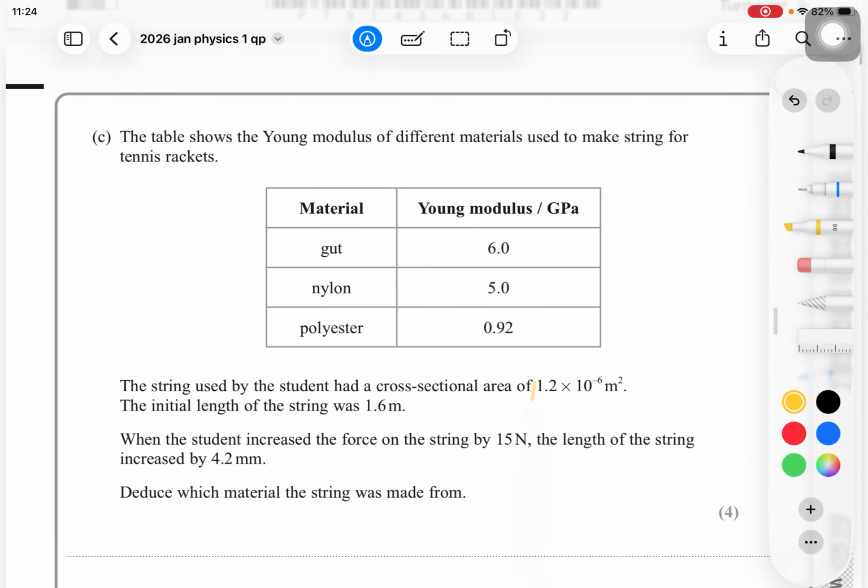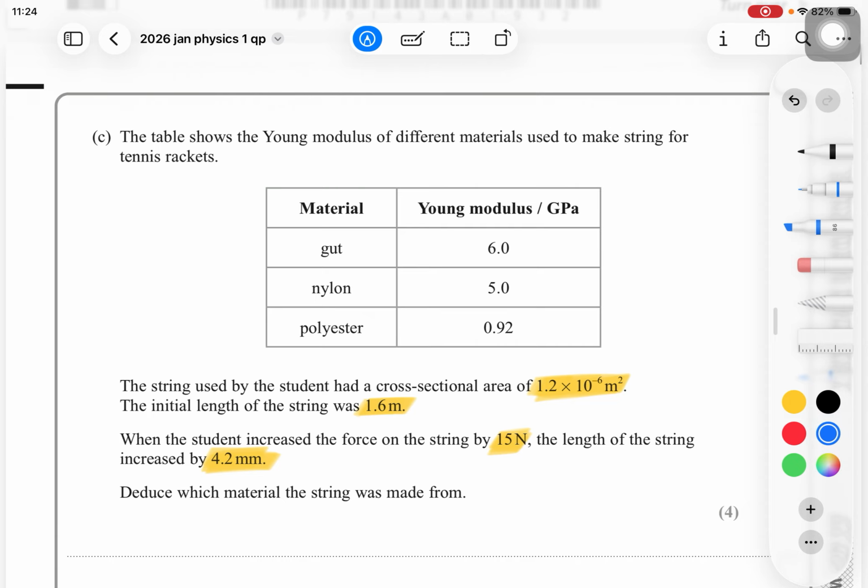Okay, so now let's highlight the information. The string used has a cross-section area A, which is this, with the proper units. The initial length is 1.6. The student increased the force by 15 newtons, and the length of the string increased by 4.2 millimeters. We know for the Young's modulus we need the stress and the strain. Then we can move forward. So let's go one by one.